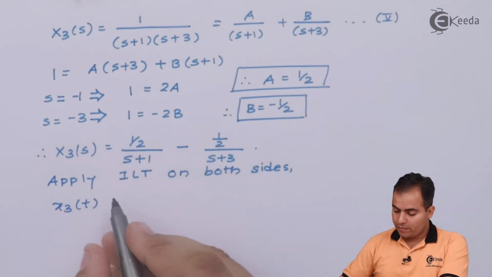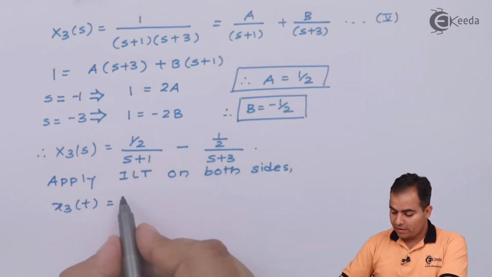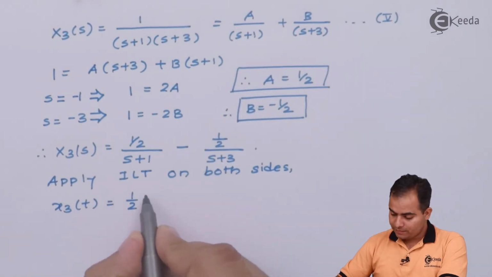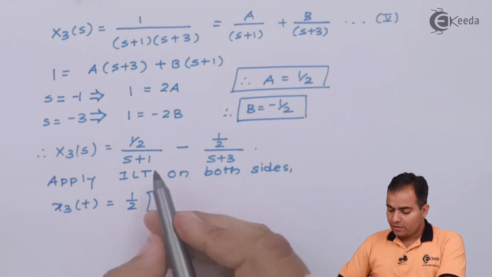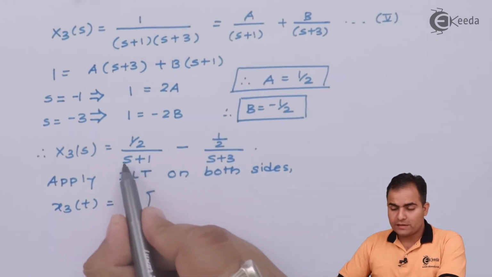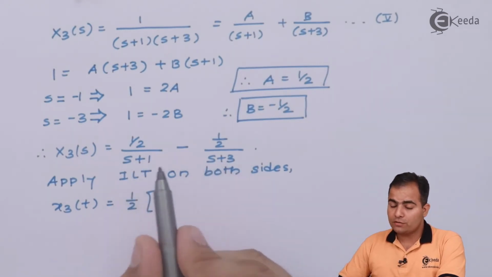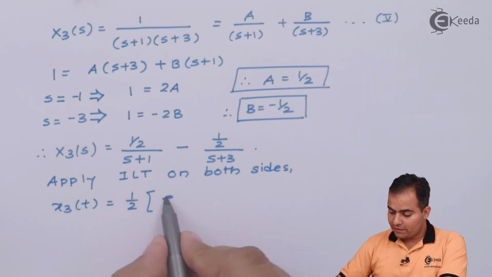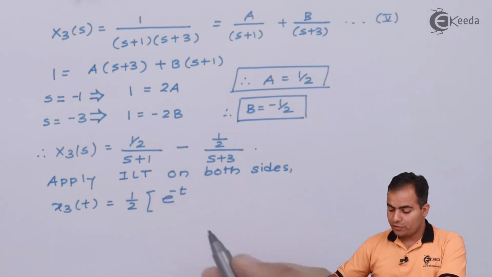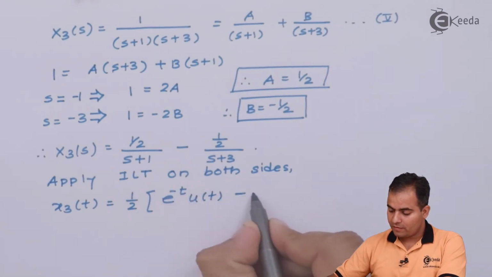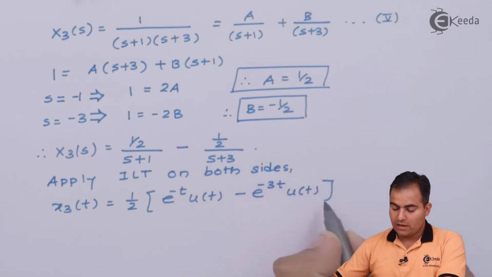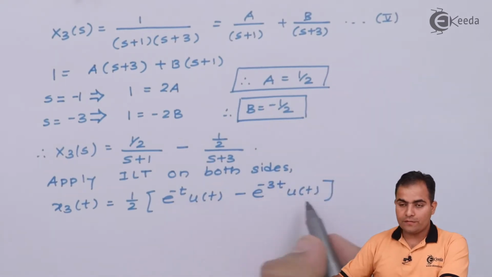I'll take half common because in both the numerators we have a common term. Now, no need to discuss the inverse Laplace transform of s plus 1 and s plus 3 because we have s plus 1 and s plus 3 in the last two parts also, and the inverse of it is e to the power minus t u of t and e to the power minus 3t u of t. I'll take u of t common.